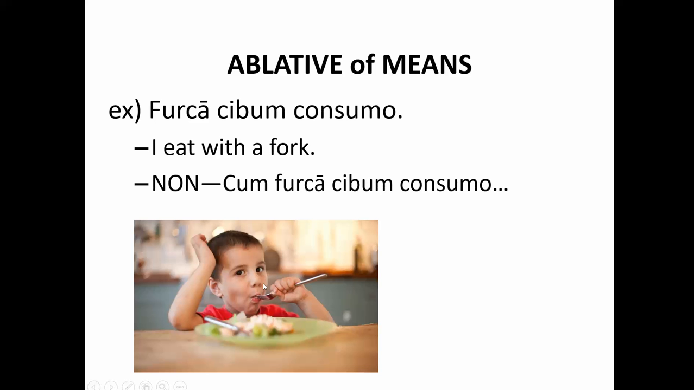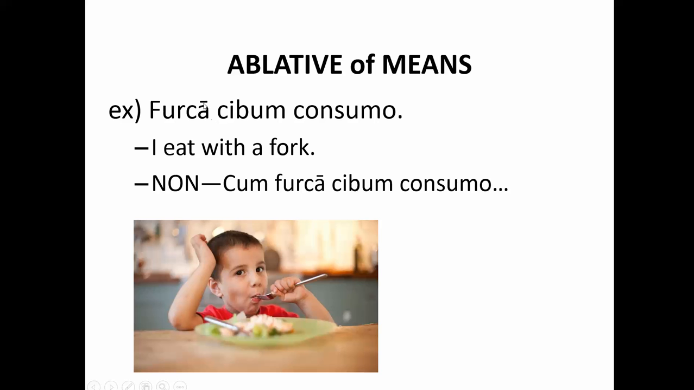Another example, furca cibum consumo. This says I eat with a fork. Furca is fork, and cibum is food, right, I eat food with a fork. That's the means by which I'm eating my food. It's how this little boy is getting the food from the plate to his mouth. He could have also done it with his hands, and that would be a means. He's getting it there with a fork.